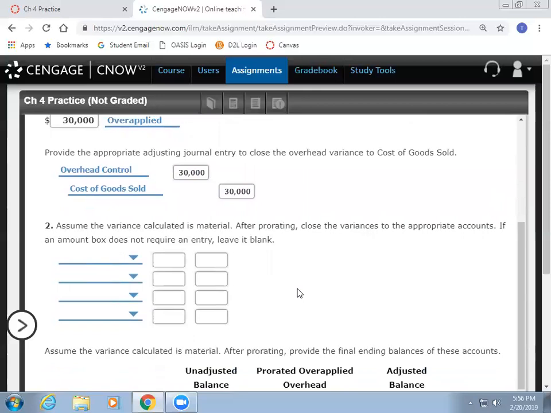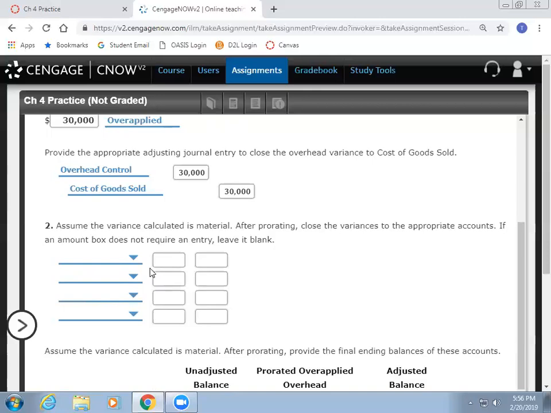Now on number 2, what we're assuming here is that the variance that we calculated, that 30,000, is material. Meaning it's actually a big enough amount that we need to adjust our accounts. So we don't want to just charge it all to cost of goods sold. We want to charge it back to work in process and finished goods. So in that case, you just have to prorate that 30,000 among the 3 inventory accounts.